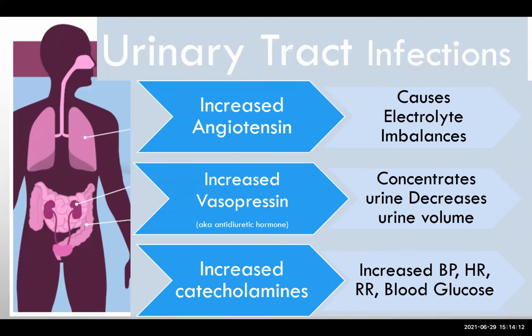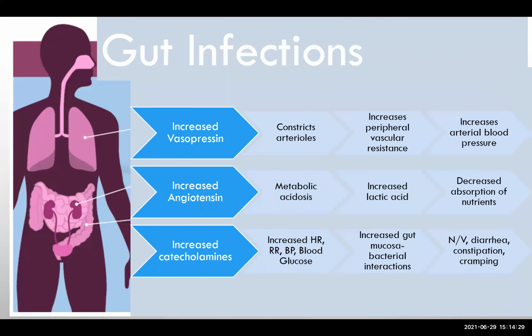So putting it all together for suspected sepsis and UTIs, increased angiotensin could cause the electrolyte imbalances. The increased vasopressin, or remember, antidiuretic hormone, concentrates the urine and decreases the urine volume. Increased catecholamines increase your blood pressure, heart rate, respiratory rate, and can also increase your blood glucose levels.